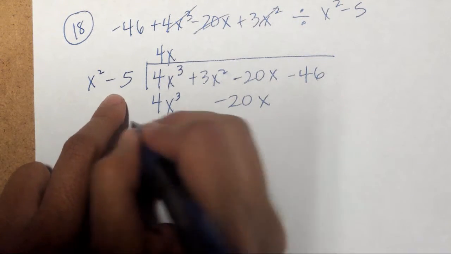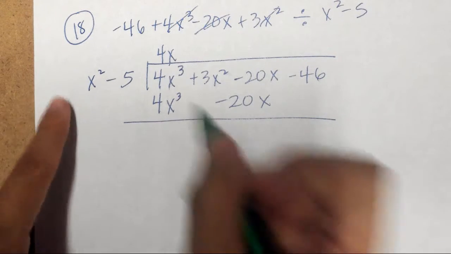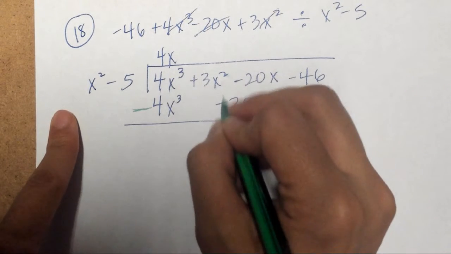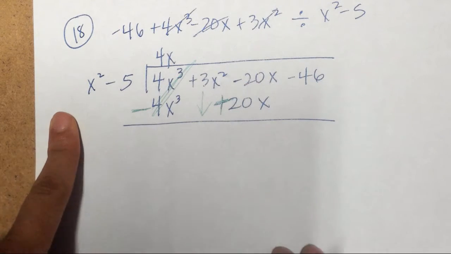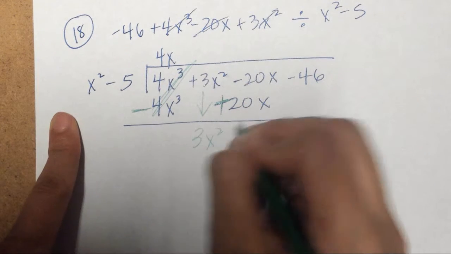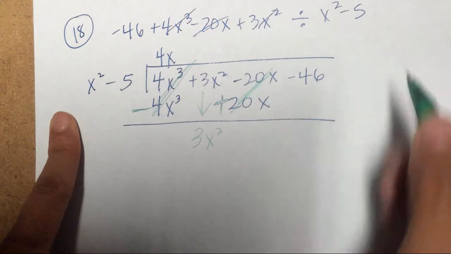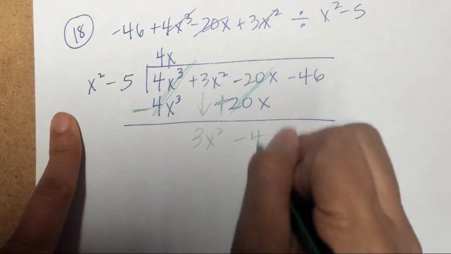So draw a line, right? Change your sign. This becomes negative. This becomes positive. He cancels. I'm going to bring down everything else. 3x squared. This guy also cancels. And then bring down my negative 46.